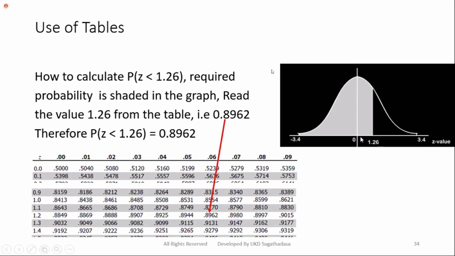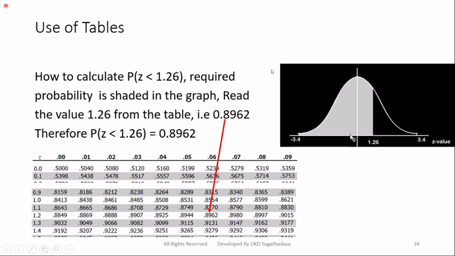Likewise, if you take less than 0, tell me if you can answer that question. What is the value for less than 0? From the diagram, you can understand. I mentioned the entire area is 1, remember. Less than 0, what should the value be? 0.5, no? Exactly 0.5. If you have the table, you can check.